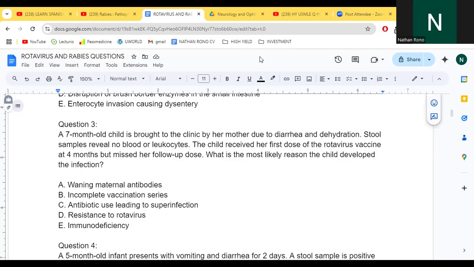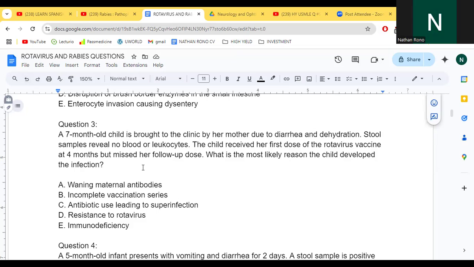B, okay. Good. So the answer is B. So what happens if you have an incomplete vaccination series, you are more likely to get rotavirus. As I had mentioned earlier, rotavirus is very, very contagious and it's fecal-oral. So if you just have poor hygiene practices and you just got your first dose and did not finish the series, you can get rotavirus.